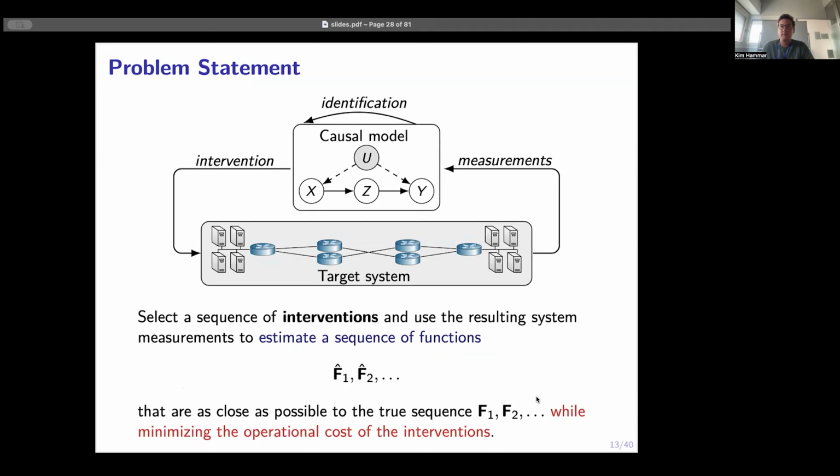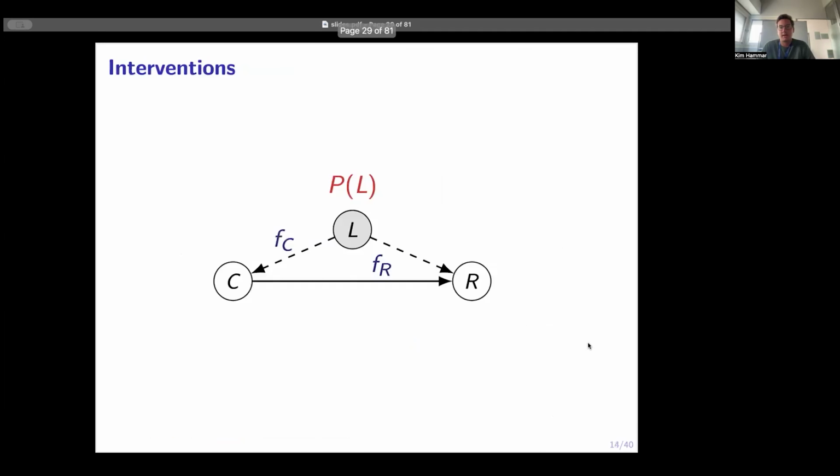And at the same time, we want to keep the cost of the interventions relatively low. So that is the problem statement. Now, to make this really precise, we need to also define mathematically what we mean with an intervention. And to do that, let us again consider the example system that we had before.